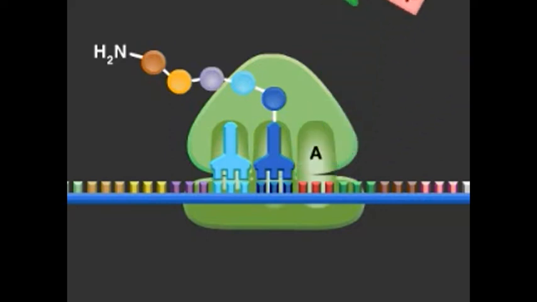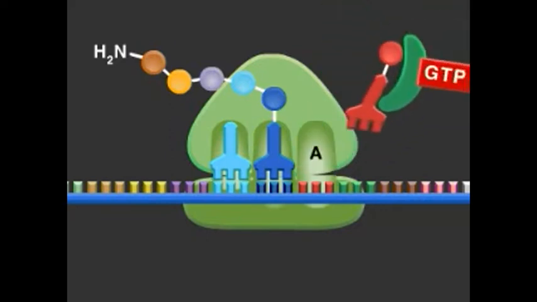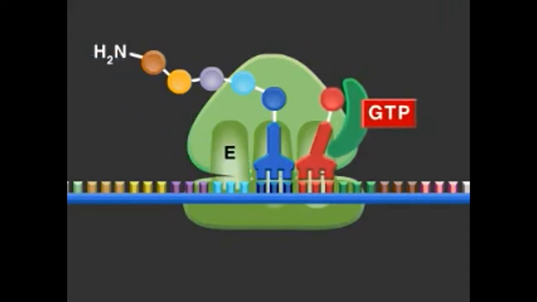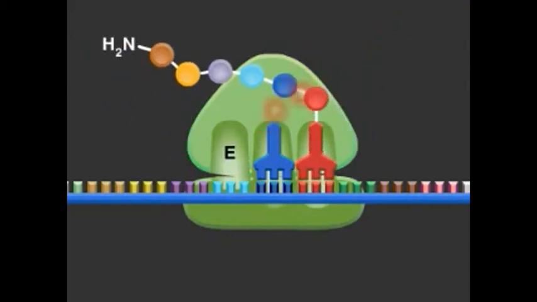Once the ribosome reaches the stop codon, it will code for a release factor, which stimulates the translation complex to break apart.